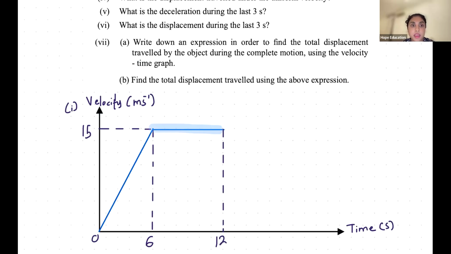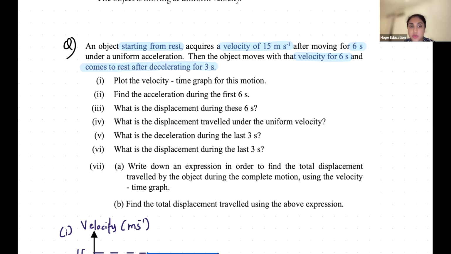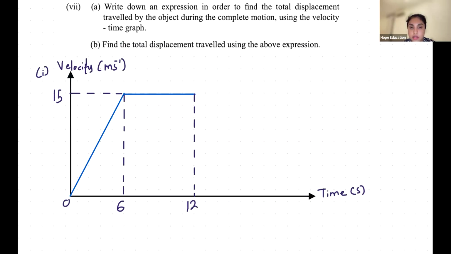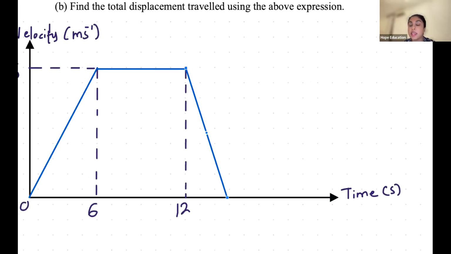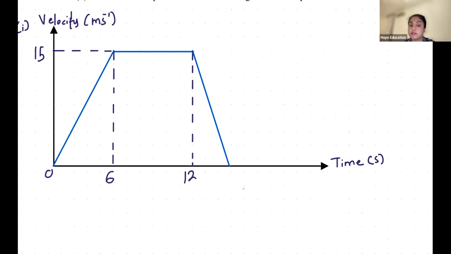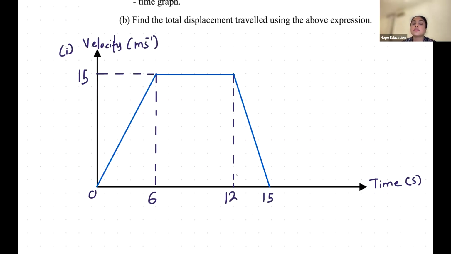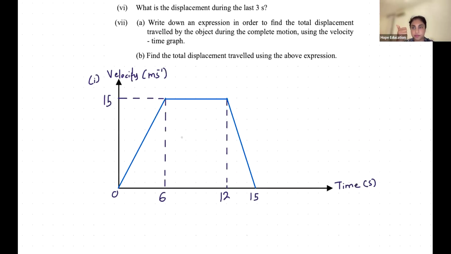Then it comes to rest after decelerating for 3 seconds. In another 3 seconds it decelerates and becomes 0. So from 12, after another 3 seconds, what is the time here? 15. Is the graph part clear to all of you?